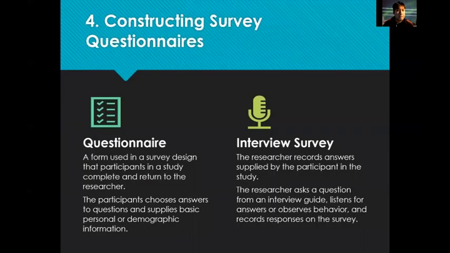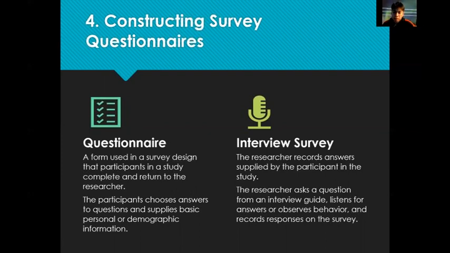All right. Next is constructing survey questionnaires. When we are constructing questionnaires, there are two types. One is the form questionnaire. Another is the interview survey. A form questionnaire is a survey design that participants in a study complete and return to the researchers. I think every one of us has experienced this. The participant chooses answers to questions and supplies basic personal or demographic information.